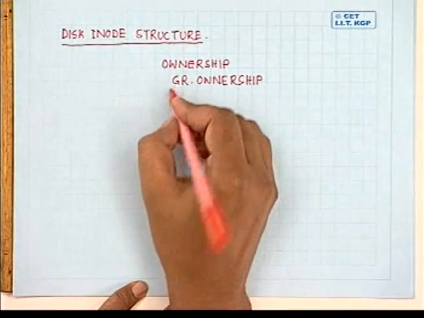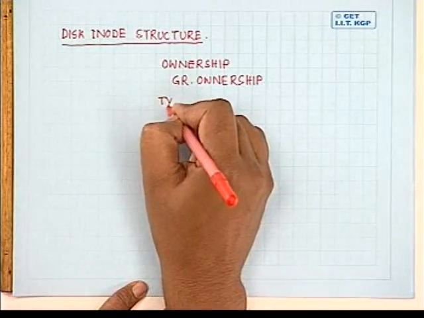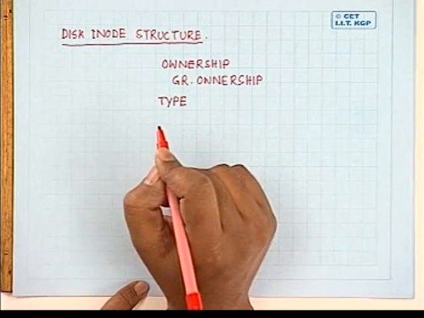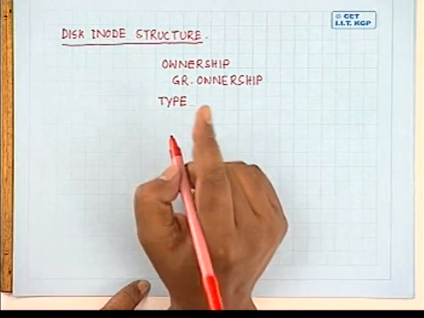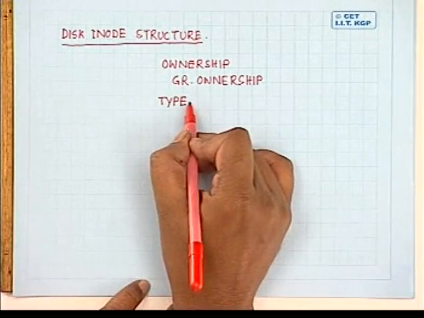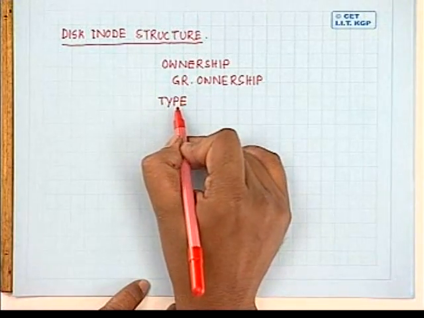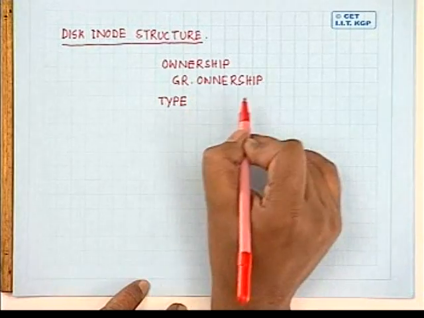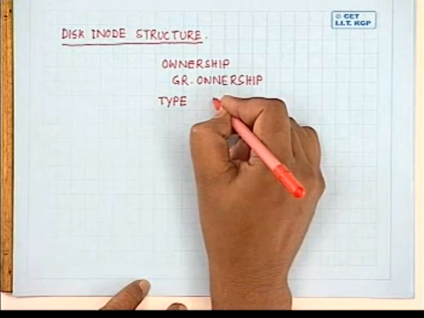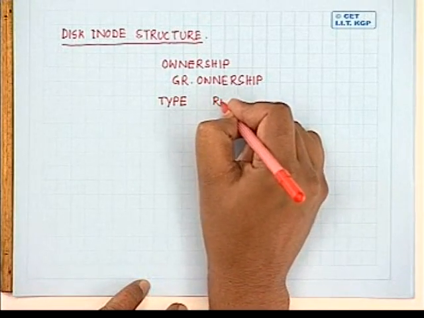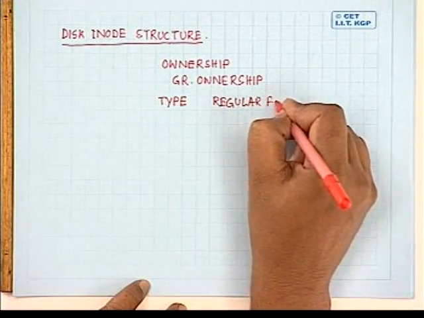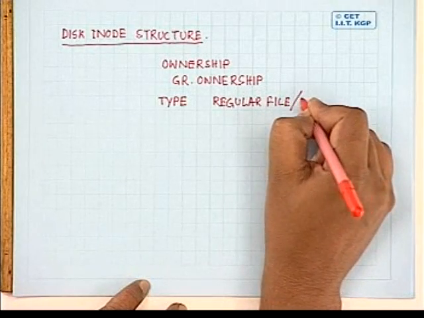Okay. Then the third field that you have in the disk inode is the type, because as we said, every file will have an inode, and similarly every directory will also have an inode. So I have to specify what is the type, whether this inode is the inode of a file or the inode of a directory. So in the type field we have to specify whether it is a regular file or it is a directory.